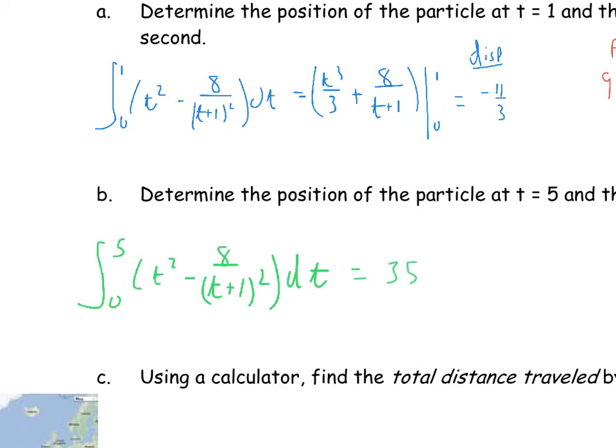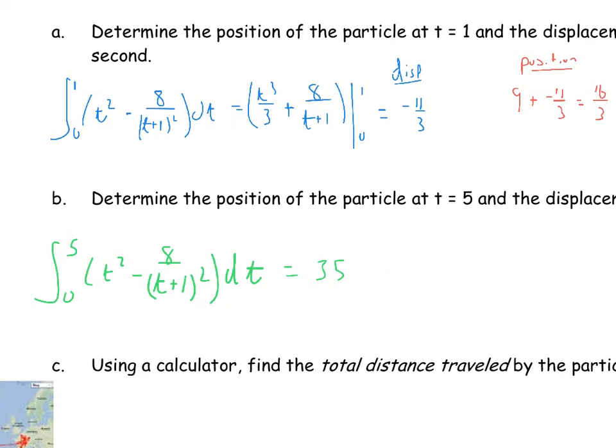And then for the position, you just do your displacement over those 5 seconds plus the initial position, which is 9, and you get 44 for position. So that's where the particle is.